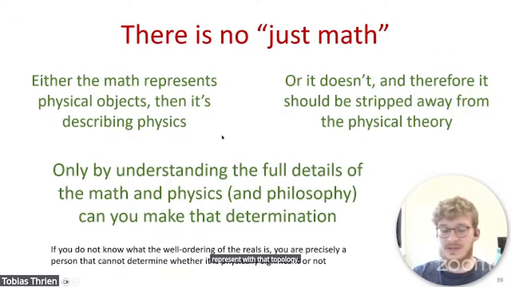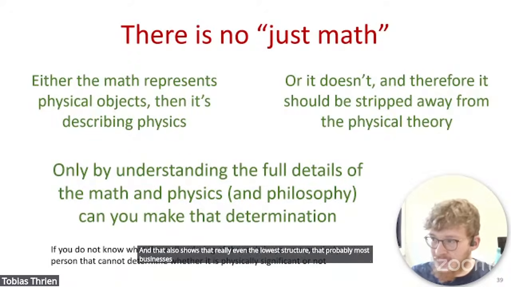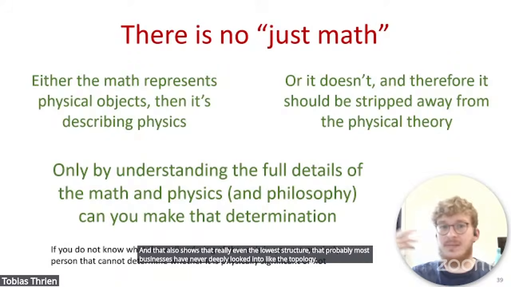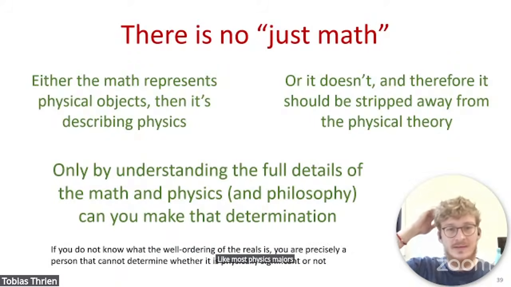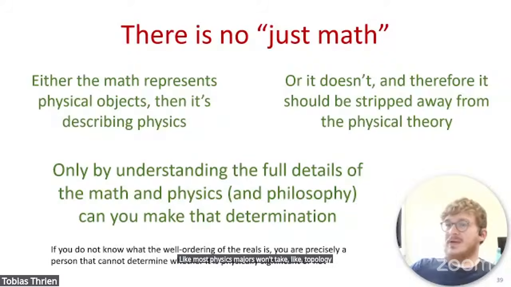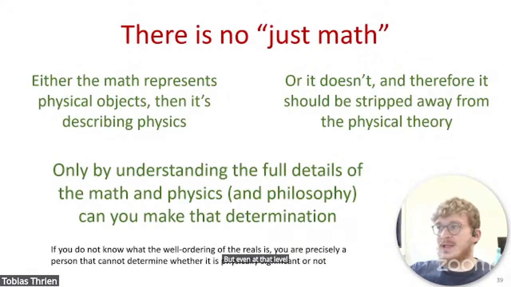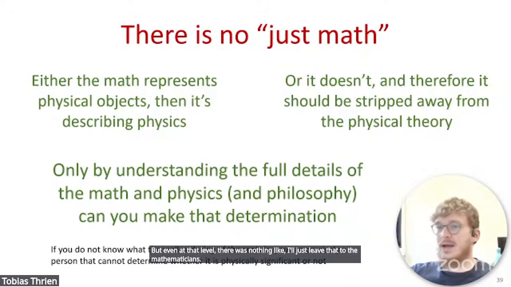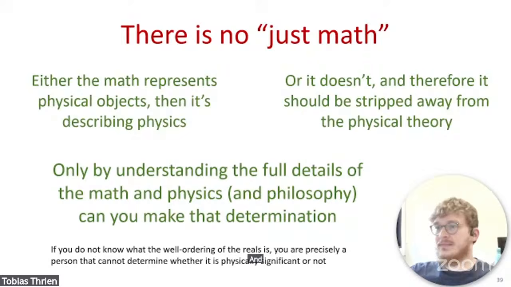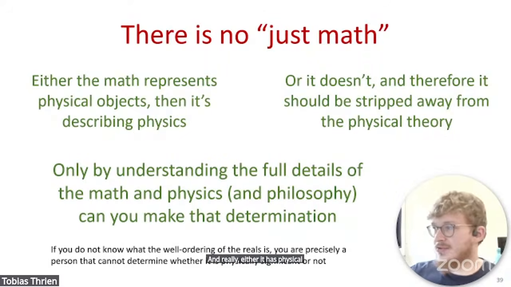And that also shows that even the lowest structure, which most physicists have probably never deeply looked into, like the topology, since most physics majors won't take a topology class. But even at that level, there was nothing like, I'll just leave that to the mathematicians. It has very direct physical meaning. And really, either it has physical meaning or we should ask ourselves why it's even there.